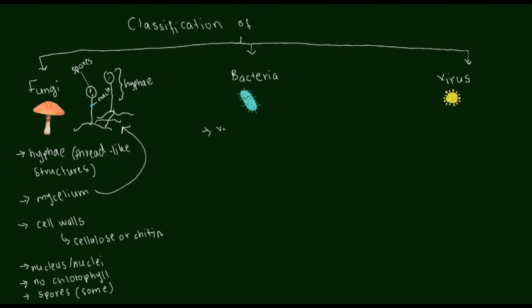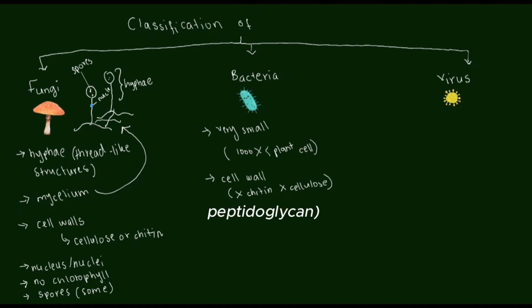Let's go to bacteria now. Bacteria are very, very small. You cannot see them with the naked eye. So they can be 1,000 times smaller than a plant cell. Okay, bacteria, how is bacteria different? Well, they also have a cell wall, but it's very different from the cell wall of a plant or fungi because their cell wall doesn't have chitin nor does it have cellulose. Instead, it has something called peptidoglycan. So remember, peptidoglycan is the component that makes the cell wall of bacteria.